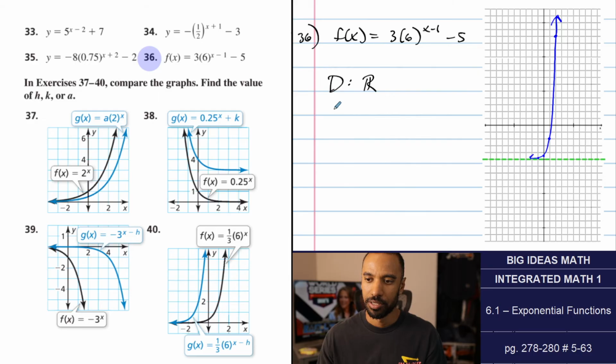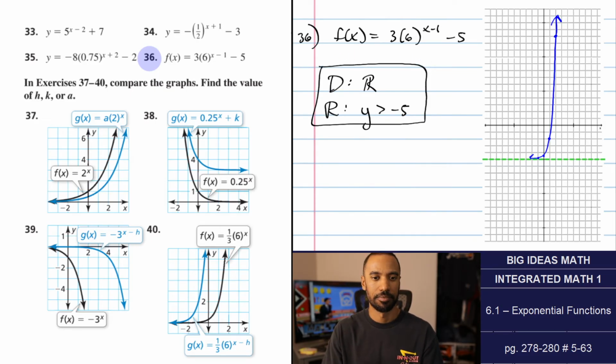All right, domain: all real numbers. Go figure. Range: y is greater than negative 5. You'll never get a value at or less than negative 5.